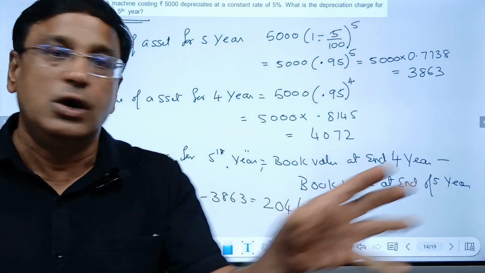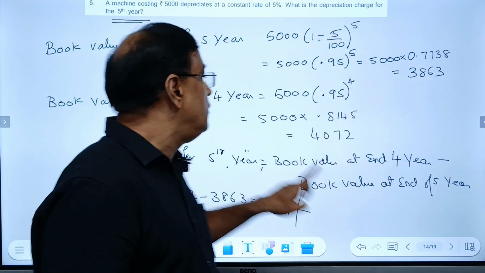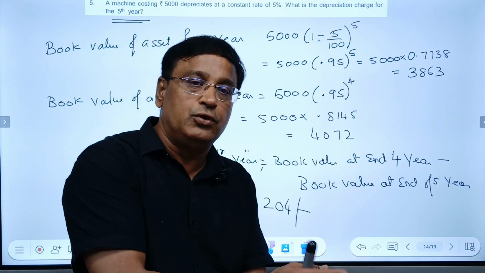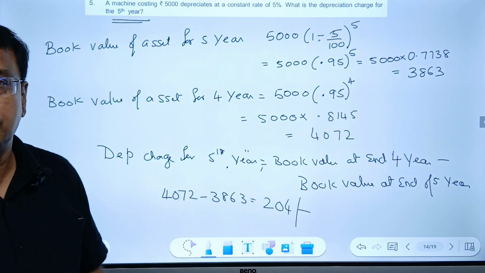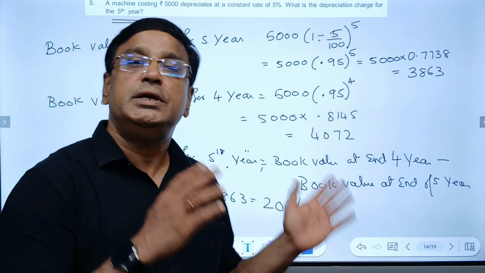In the 5th year, not for 5 years. For 5 years it is this. For 4 years this is. But during the 5th year, from the end of the 4th year to the end of the 5th year, the depreciation is 204. Okay. I hope this is clear. With that, we finished all the problems in the CBSE handbook.